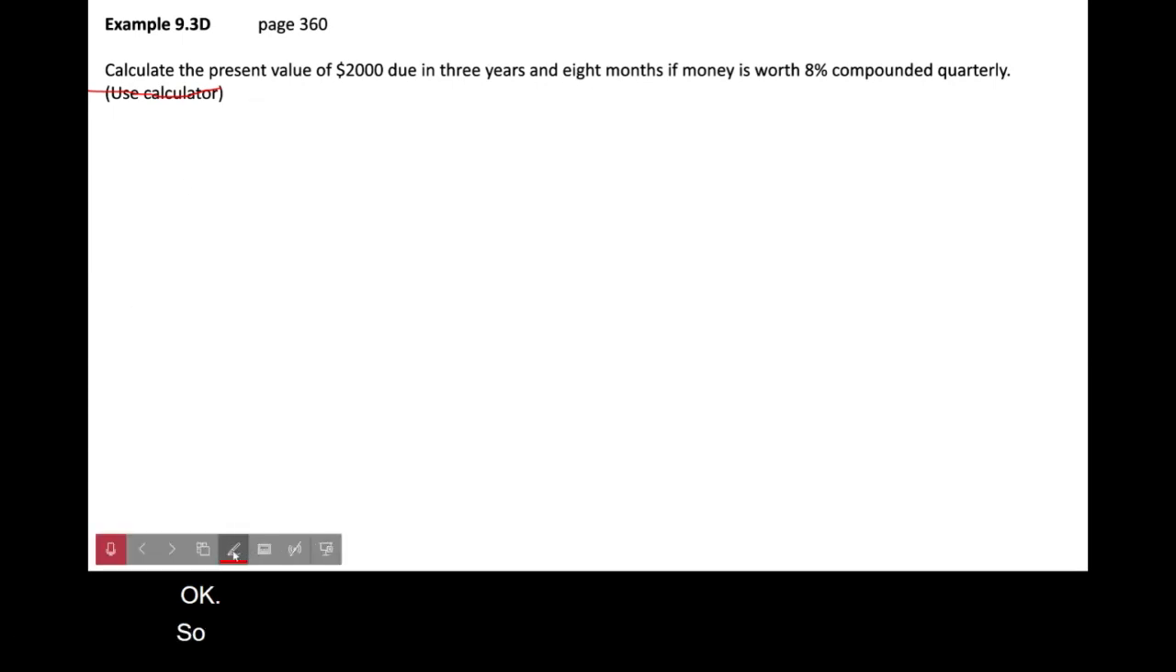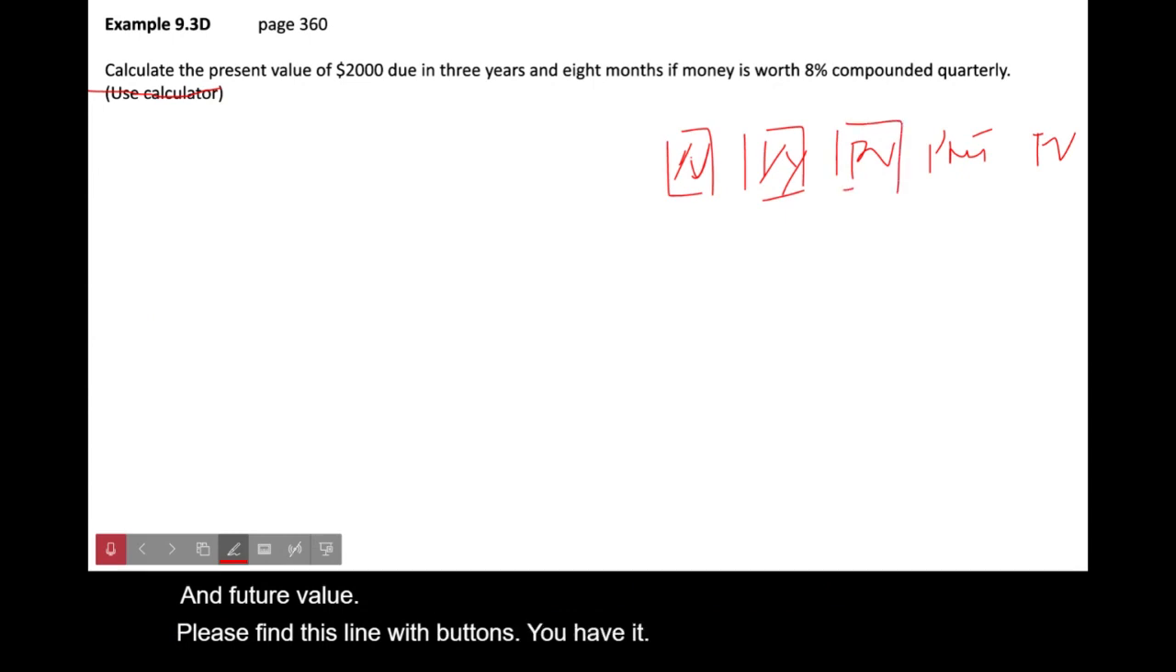So first, okay, let's do it then. The BA II Plus, Texas Instruments calculator. You have a third line with buttons N, I/Y, PV, payment, and future value. Please find this line with buttons. Do you have it? Did you find it?